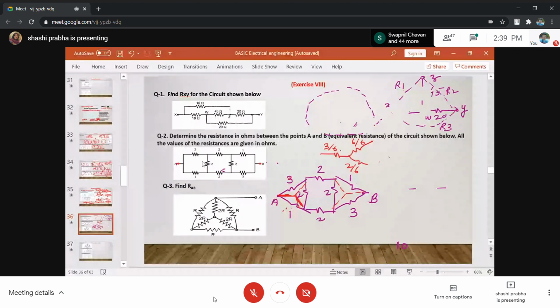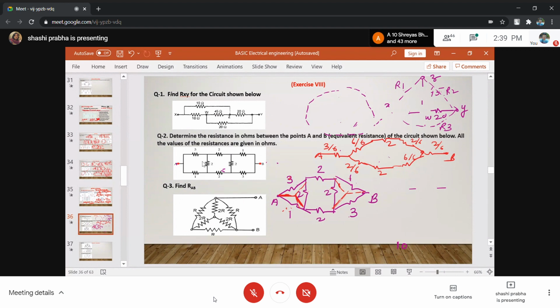Then 2, this is 2, then what about this branch? 2 into 1, 1 upon 6, 2 upon 6, this is 2 upon 6. What about this branch? 6 upon 6, yeah, 6 upon 6. What about this branch? 3 upon 6. Okay ना, इसको convert किया. Now can you find the resistance between A and B?